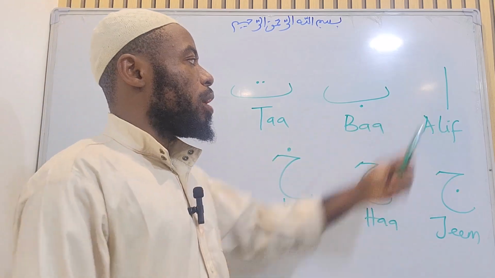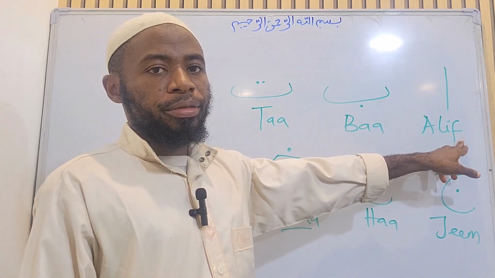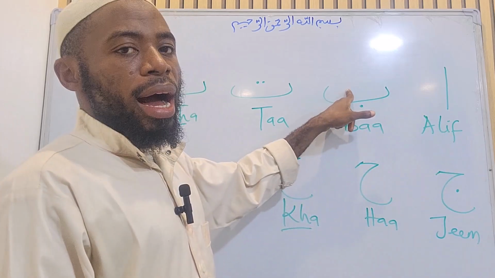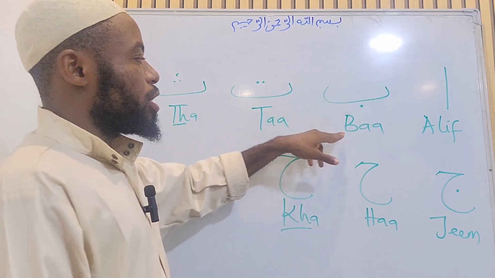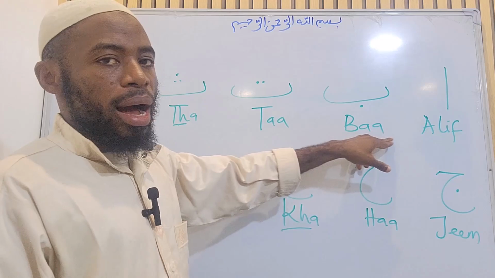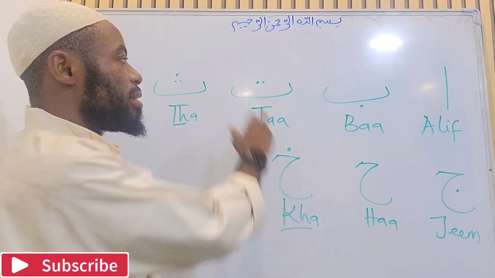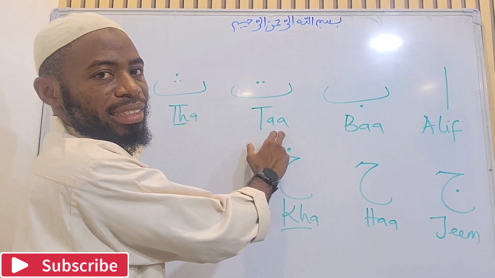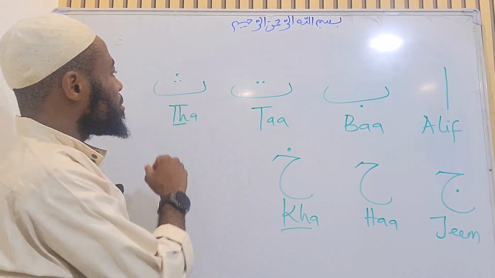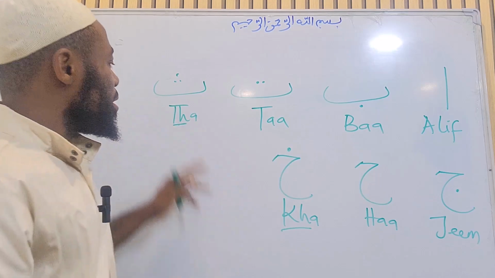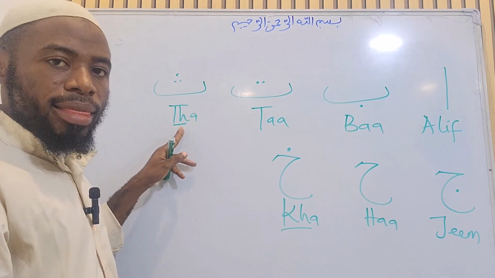Alif. Alif is spelled as Alif. Ba. Ba, which is spelled as Ba. Ta, spelled as Ta.